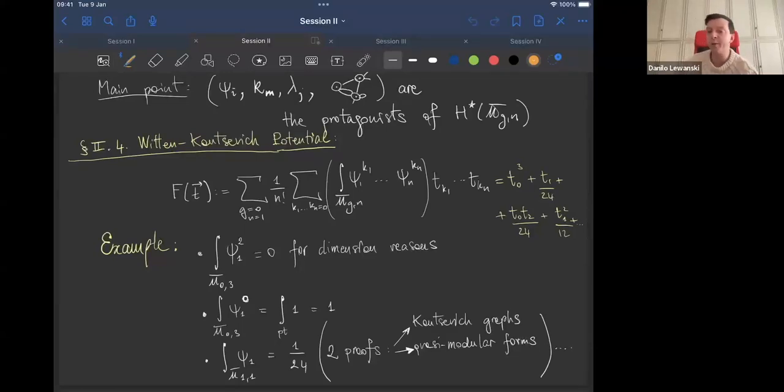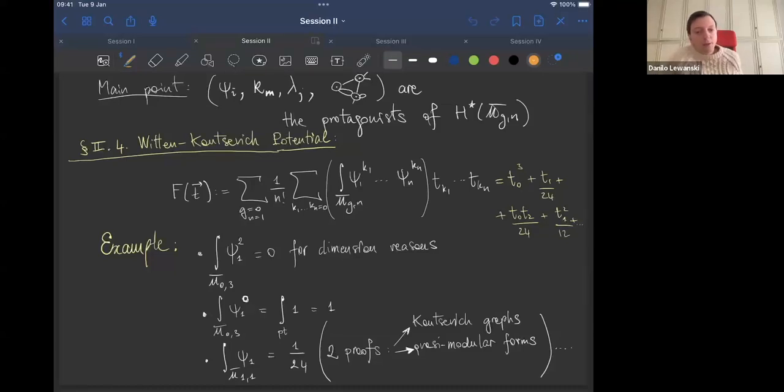In fact, the cohomology of M_g,n bar is very, very large and ill-behaved. So people generally consider a subring of this called the tautological subring. And the tautological subring still contains all of the protagonists that we've seen.